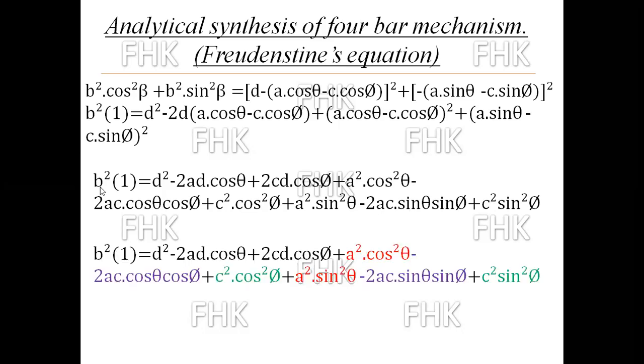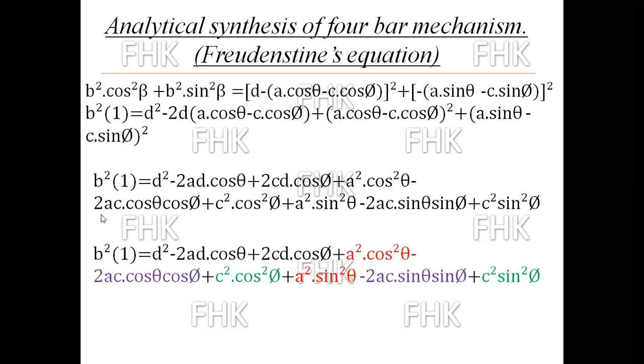Now the next step is b square equals d square. In this, a square cos square theta and a square sin square theta, I will take a square common from this term, and sin square theta plus cos square theta will become 1. Same as this, in green color, c square cos square phi and plus c square sin square phi, I will take c square common from this term, which I have shown here in green color.